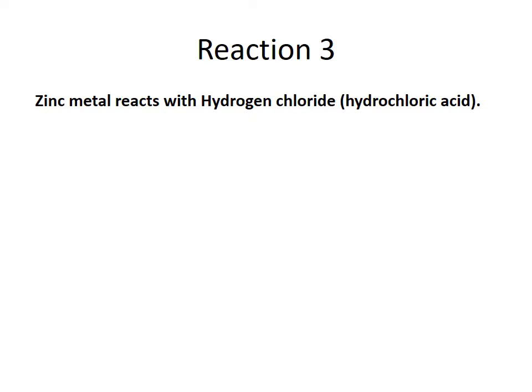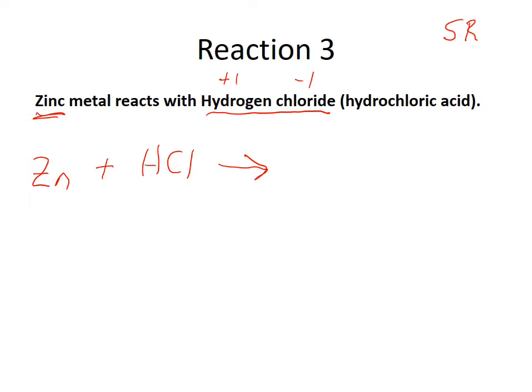In reaction number 3 here, I've got zinc metal that's going to react with hydrogen chloride, which is also known as hydrochloric acid. So I'm going to need to figure out the binary compound of hydrogen chloride. We know hydrogen is plus 1 and chlorine is minus 1. The element zinc is not diatomic, so it's just Zn. These two would go together, HCl. Based upon what it's looking like here, we have an element plus a compound, so that looks like it's going to be a single replacement.